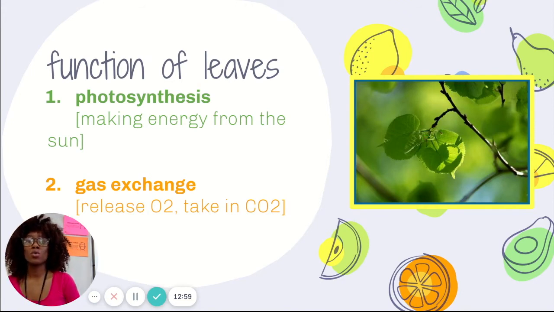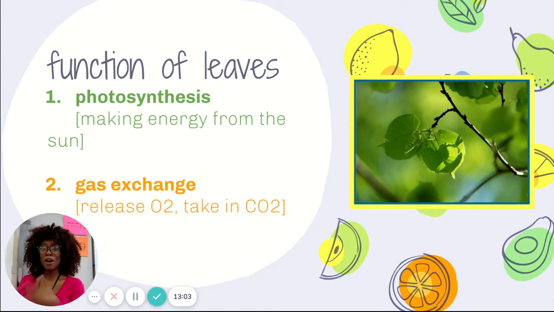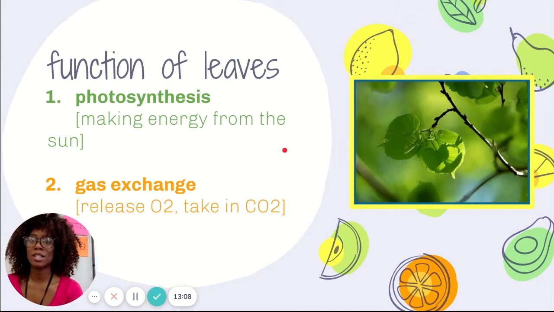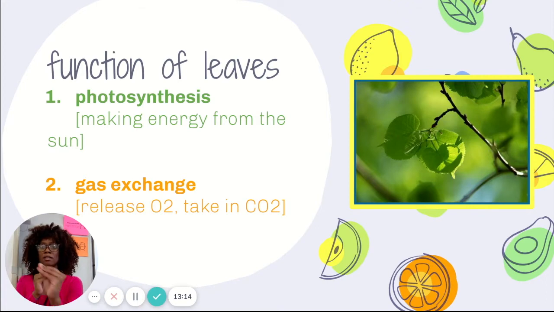Exactly. Leaves are also used for gas exchange. They're going to release oxygen. Plants give off oxygen, and plants are going to take in CO2 to do photosynthesis. So they do gas exchange. That is what that means. Gas exchange means exchanging one gas, so oxygen, for carbon dioxide. That's all it means, to exchange.